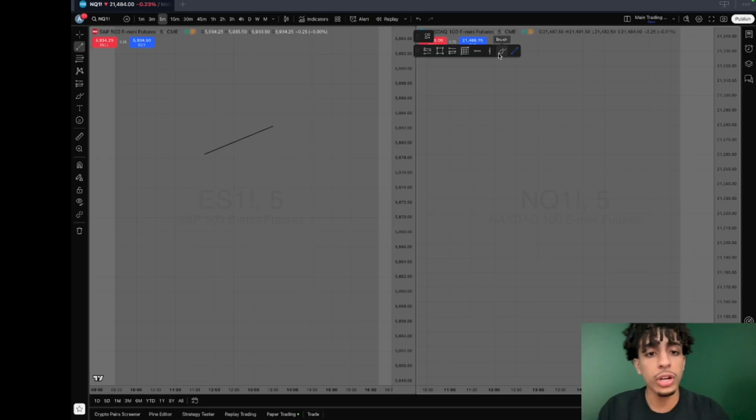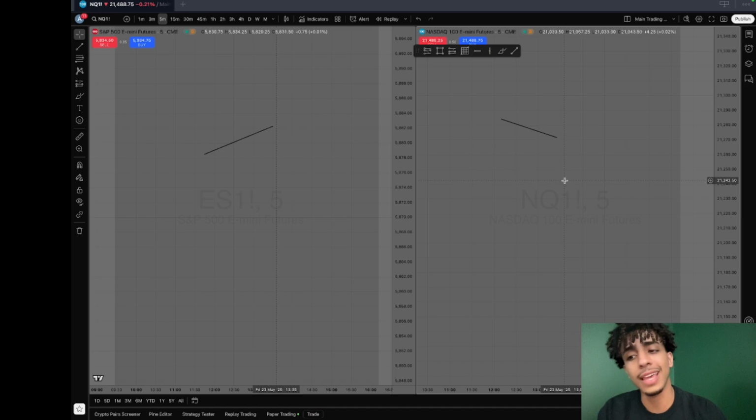So what you want to do is verify that this SMT was formed after you see a black candle. Once you see that, you can scale down and hopefully catch the retrace into a fair value gap or into a CISD. Then that's when you enter.